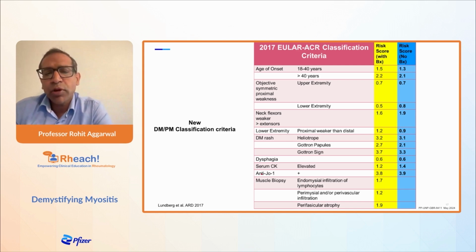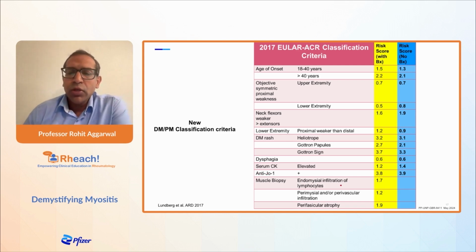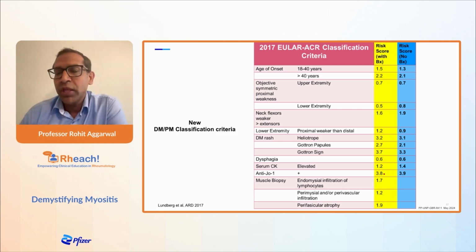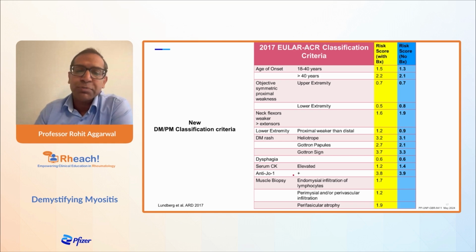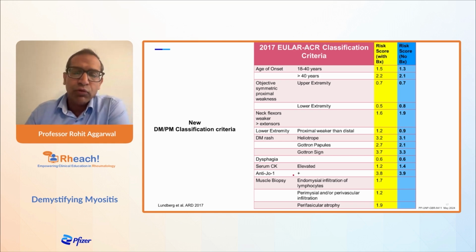One thing I wanted to point out is the Jo1 antibody. You see it has the highest score of any clinical feature, and it's almost half of what you need to fulfill the classification for myositis in this criteria. That tells you the power of autoantibodies. These myositis-specific autoantibodies are very powerful. In most cases, if you have the right antibody, then you probably have the disease.